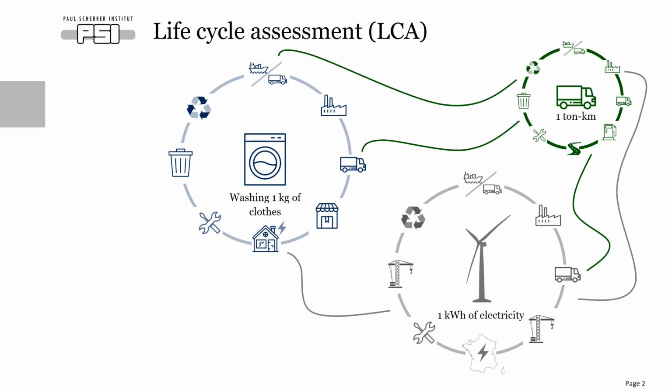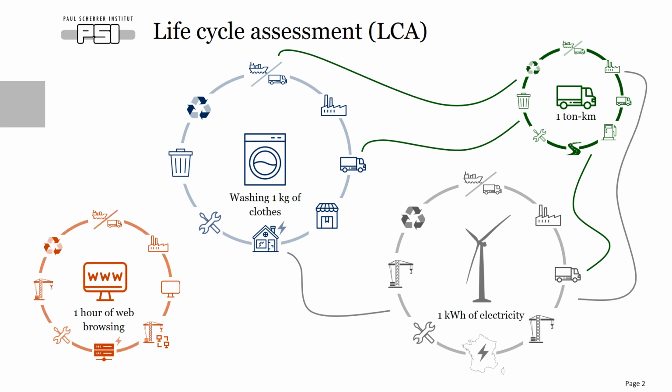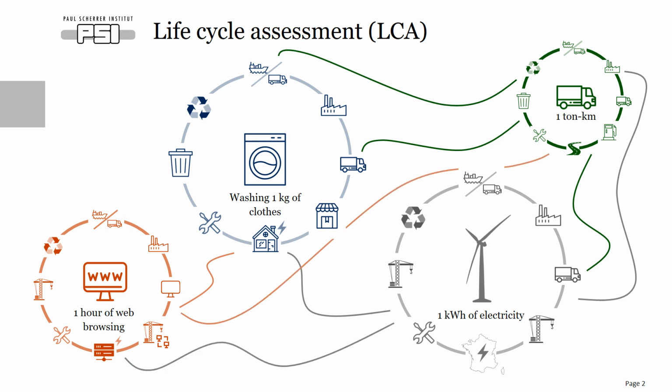There could be also, for example, some web browsing included in the life cycle of a washing machine. Maybe the user at some point will look up someone for repairing the washing machine, or maybe they will look up the washing machine model on the retailer's website. Web browsing will require servers, which would require electricity, and also some electricity will be required to operate the computer at the user's residence. Here again, we see that life cycles interconnect.